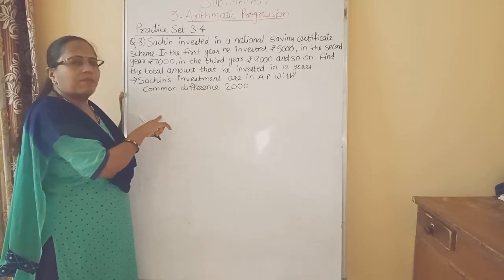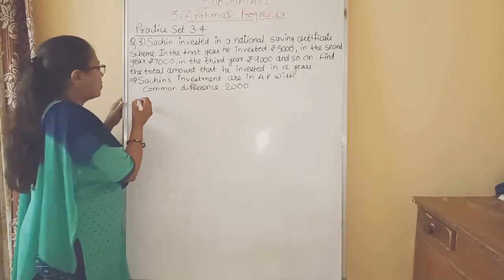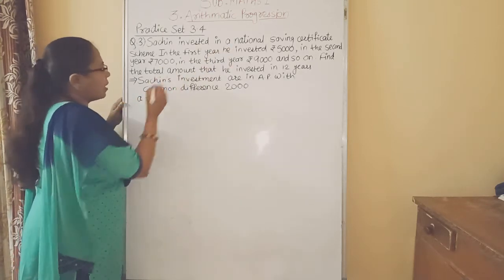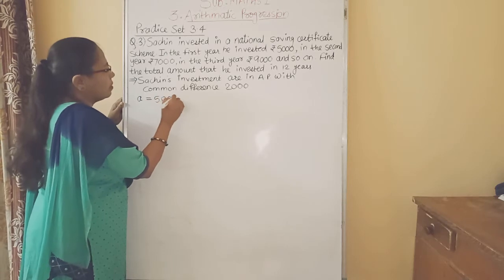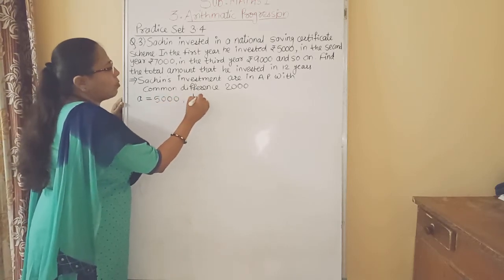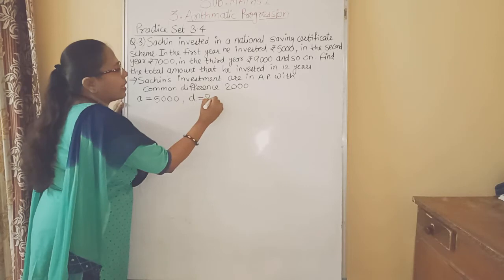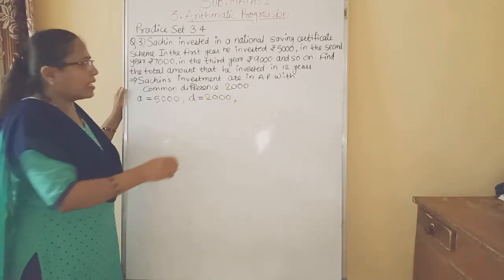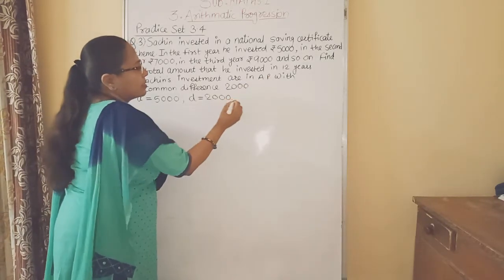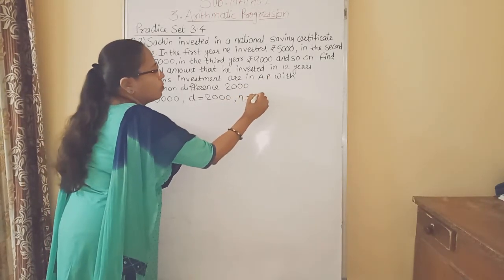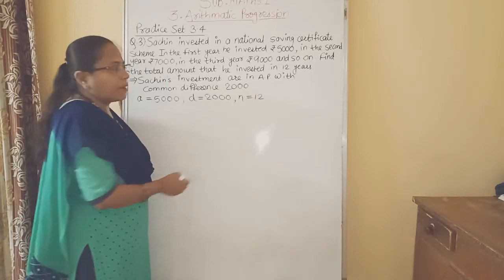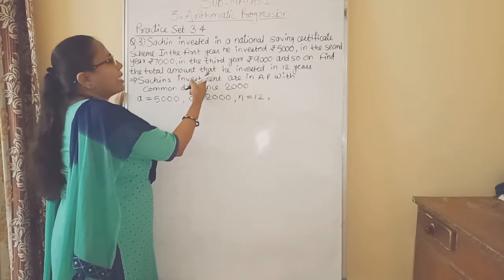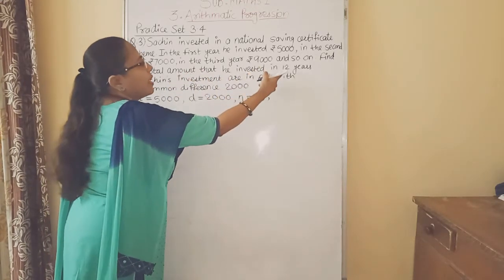Okay. So here we will write given: A, the first investment, is equal to 5,000 rupees. D, the common difference, that we already calculated, is 2,000 rupees. How many years did he invest? 12 years. That means N is equal to 12. Okay. Now what do we have to find out? The total amount that he invested in 12 years.